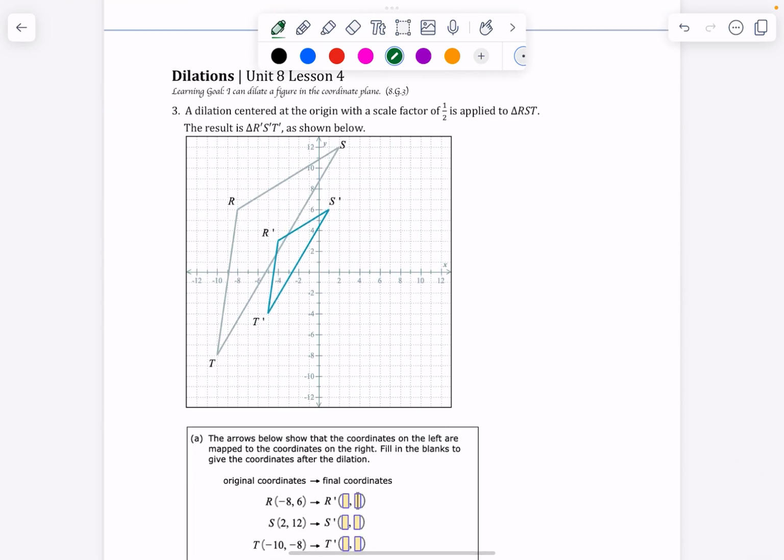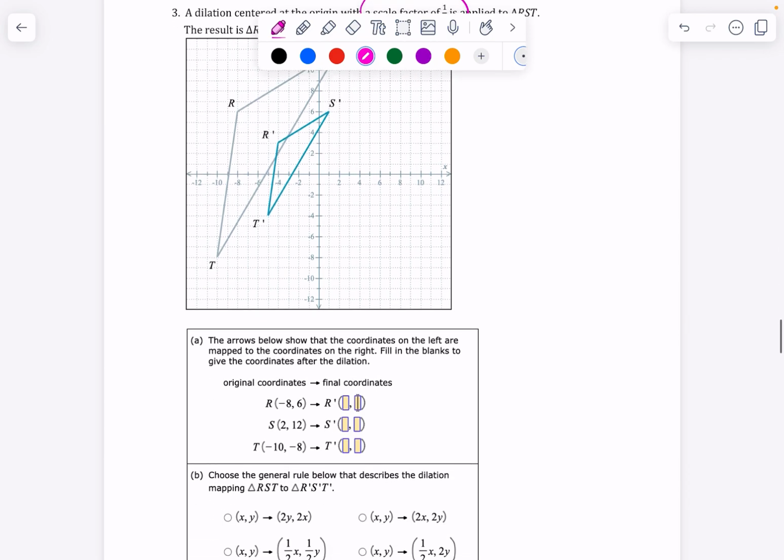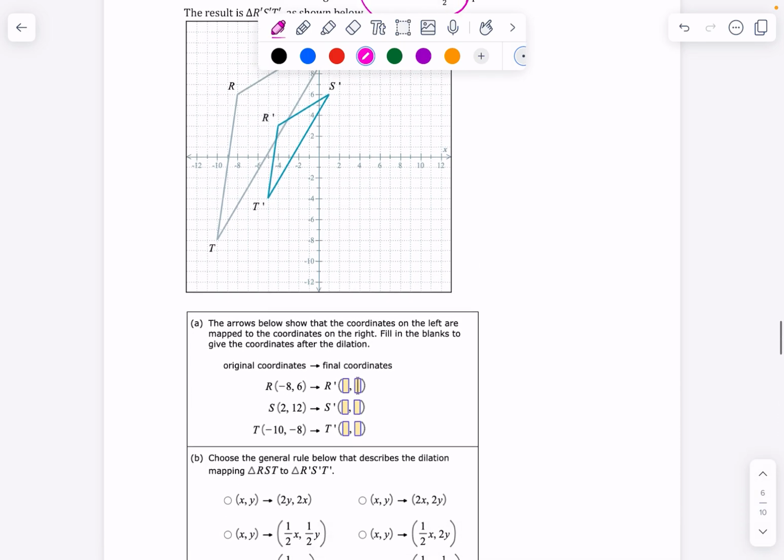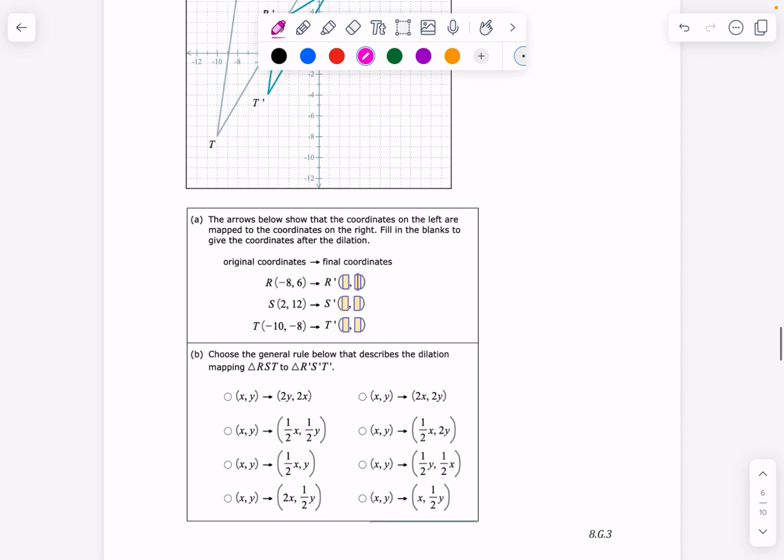So it's already been dilated for you, and it says that the scale factor is 1/2. So the new triangle is half the size of the original triangle. The first thing I want you to do is write down the coordinates, the ordered pairs, for the final figure, for the prime one. So R prime is at -4, -3. S prime is at 1, 6. And T prime is at -5, -4.